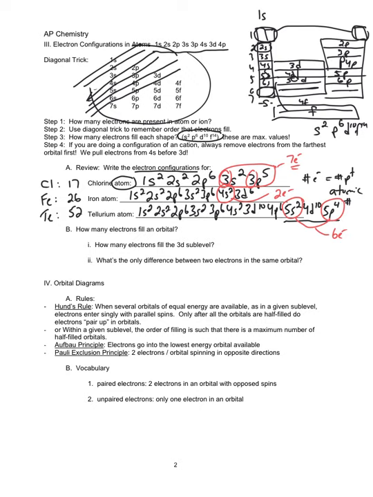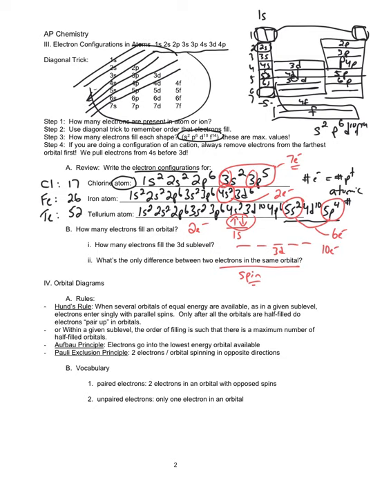Again, how many electrons fill an orbital? 2 electrons fill an orbital. Every atomic orbital. The only thing different about 2 electrons in the same orbital is they spin in different directions. How many electrons fill the 3d sublevel? Well, the 3d sublevel comes in quintuplets, 2 in each, so it takes a total of 10 electrons. And as I said, what's the only difference between 2 electrons in the same orbital? And that is the fact that they have to spin in opposite directions. Some things that we've talked about.